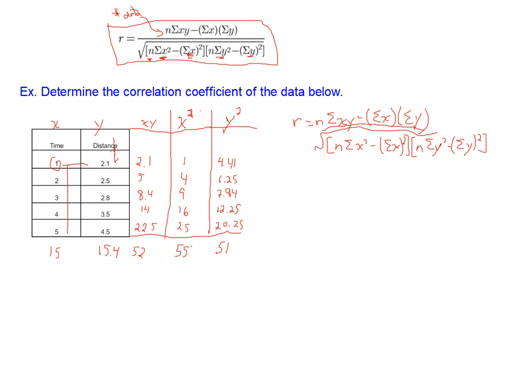So let's plug in the values that we have. Remember that n is the number of data points. We have 5 of them. The numbers are 1 to 5. Count them up, there are 5 of them. So n is 5. The sum of the xy's, that's right here. So 5 times 52.